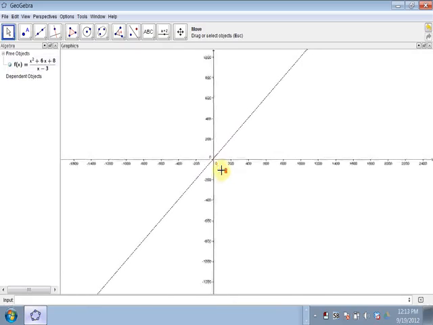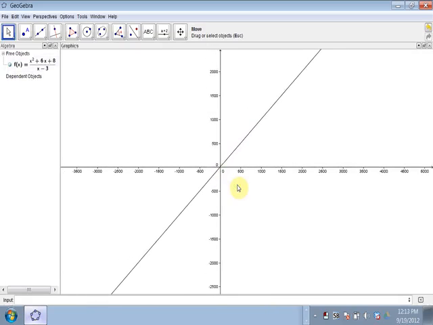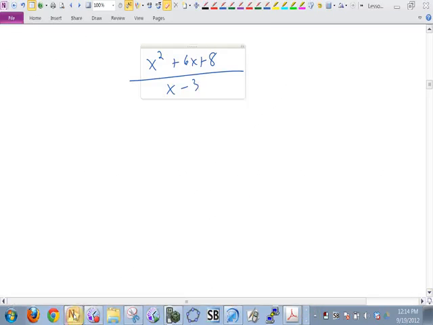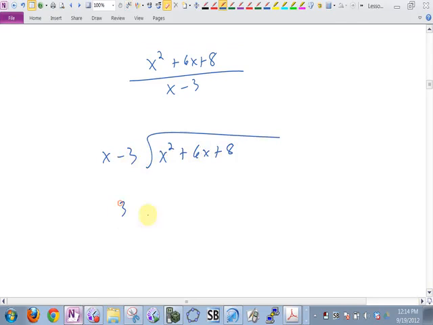Not one bit. Is that a line of slope 1? Wait a minute. By golly, that looks like a line of slope 1. That's crazy. Right? Most of this graph looks like a line. Now, any idea how I can actually get the equation of the line this guy is trying to be? Let's divide this thing. X squared plus 6x plus 8 divided by x minus 3. Oh, let's do synthetic, yes. I'll accommodate you lazy mathematicians.